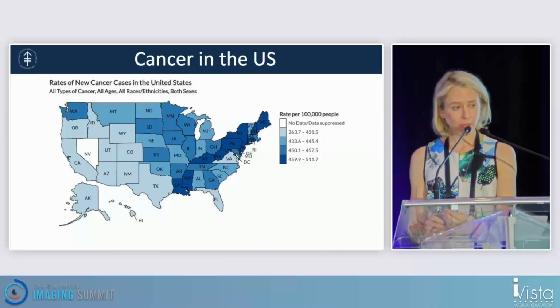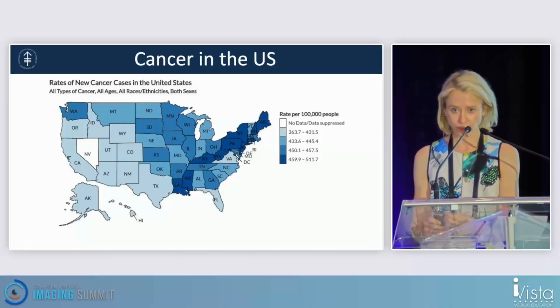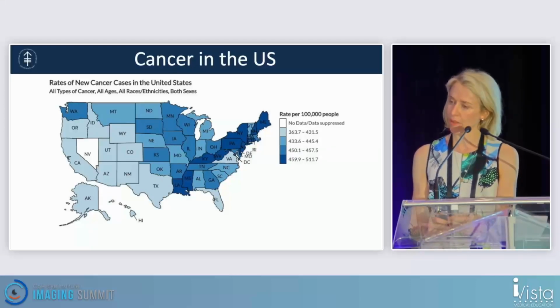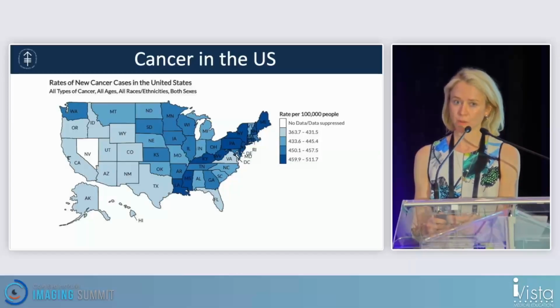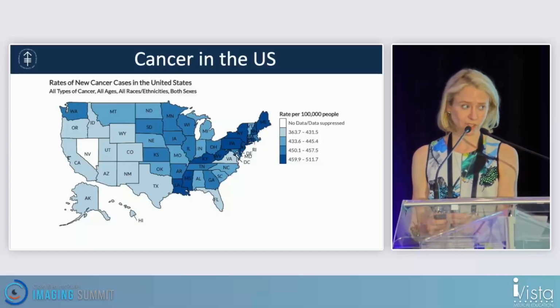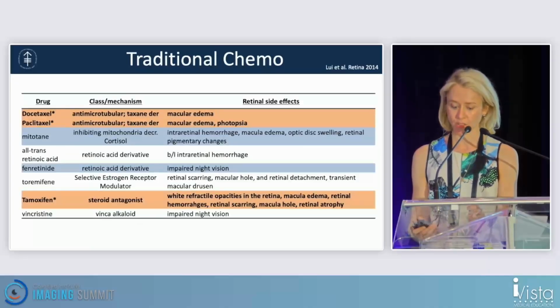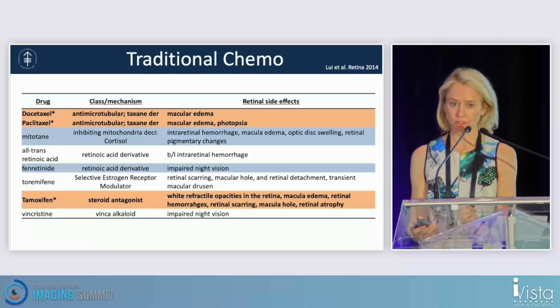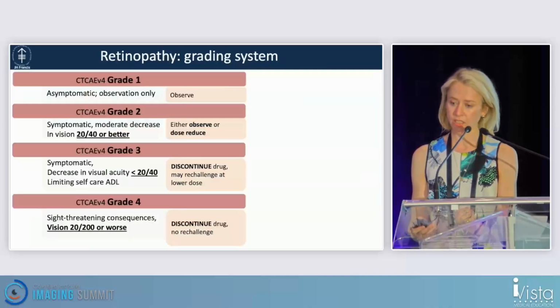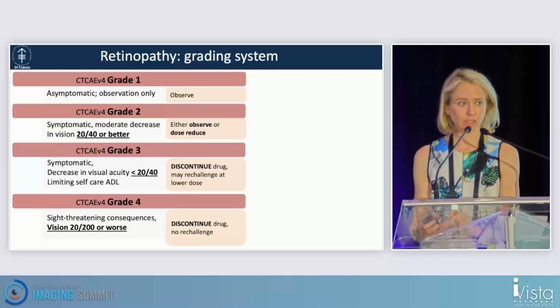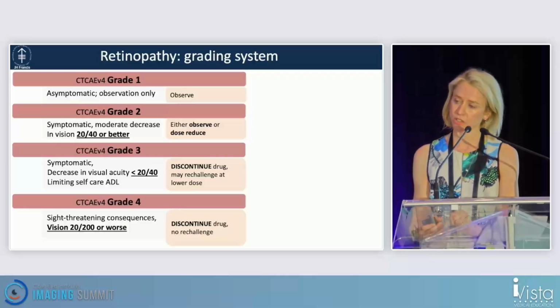Over half the people in America will get cancer, which is a really shocking statistic, but the death rate from cancer is dropping. So that means that there are more people living with cancer that could walk into your office with an eye problem from their cancer treatment. We know that traditional chemotherapy does give toxicity to the eye.